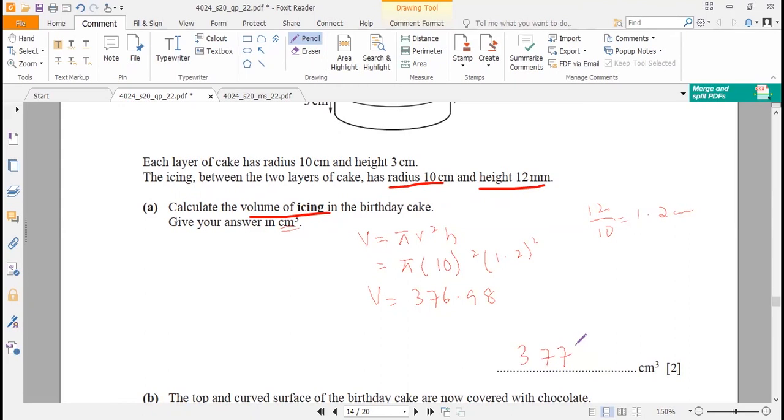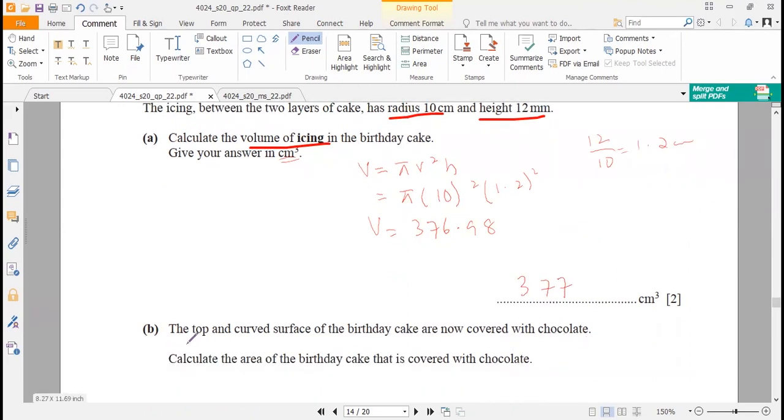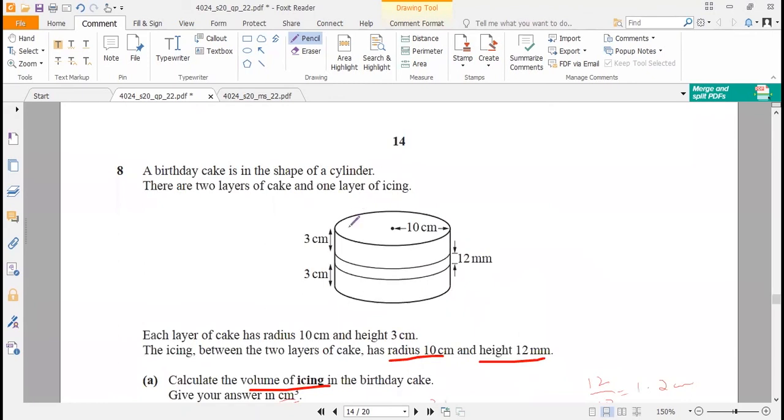Now come to the part B. Here we need to find out the top and curved surface of the birthday cake. What does it mean? We need to find out the surface area of the curve, and the top are now covered with chocolate. Calculate the area of the birthday cake that is covered with the chocolate. So we need to find out this area that is covered. Okay. So for this, we need to first calculate the total height. That is 3 plus 3 plus 1.2. The total height will be 7.2. Okay.